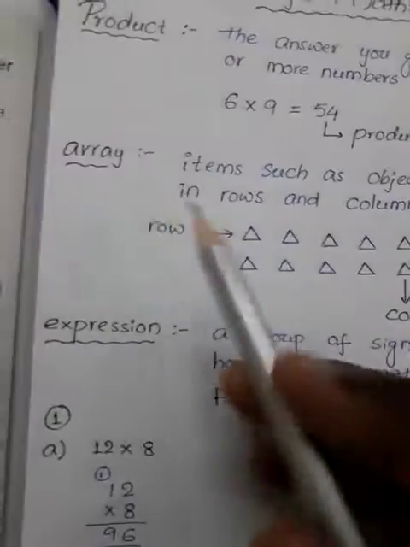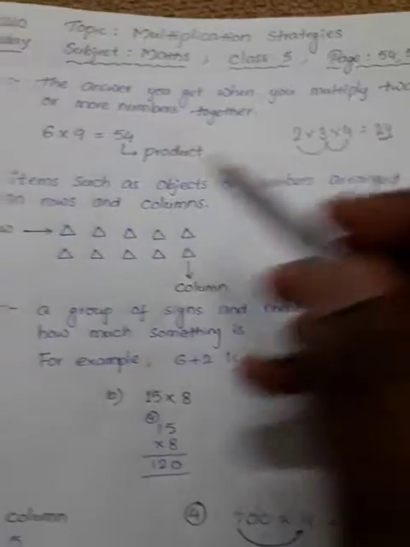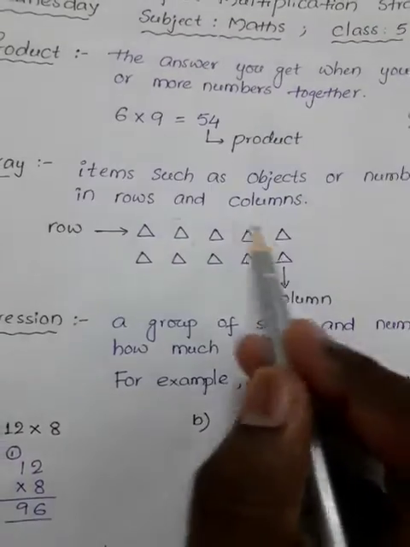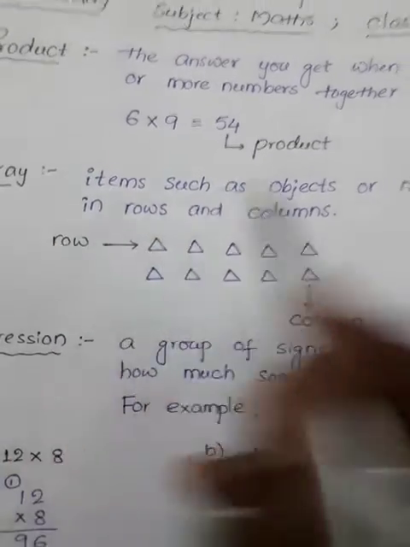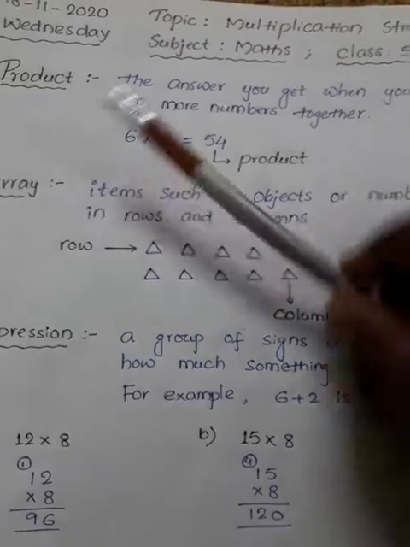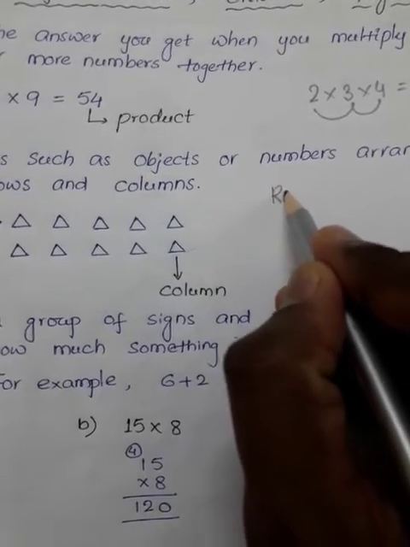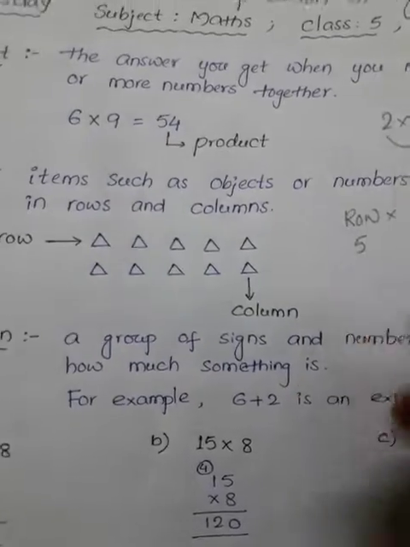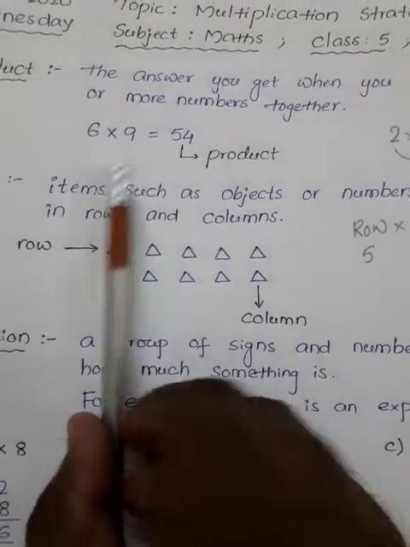Okay. Now what is an array? Items such as objects or numbers arranged in rows and columns. So this is the row. In total, we know that here there are 10, right? 10 triangles I drew here. This way is called row, and this way is called column. So how many rows are there? 1 and 2. Check it here. How many columns? 1, 2, 3, 4 and 5 columns.